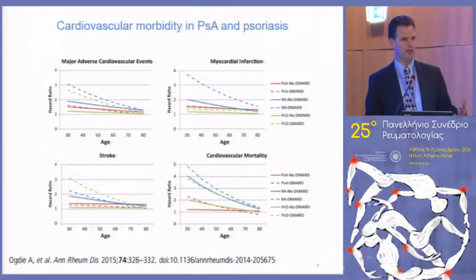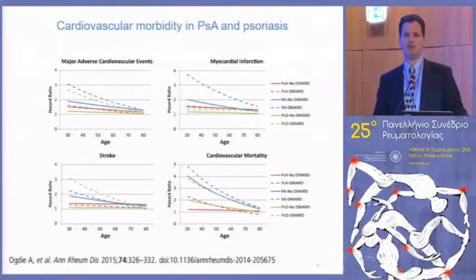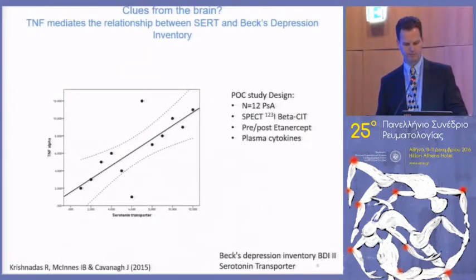So when you see a patient with psoriasis, psoriatic arthritis, it's at least as important for you to think about their metabolic state as it is about their inflammatory state. If you don't, you're not treating the whole person.